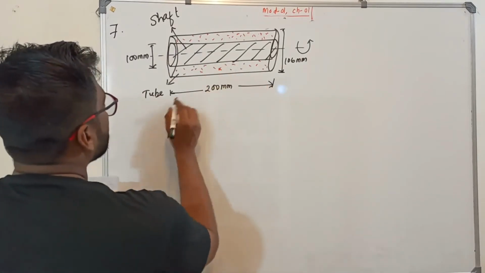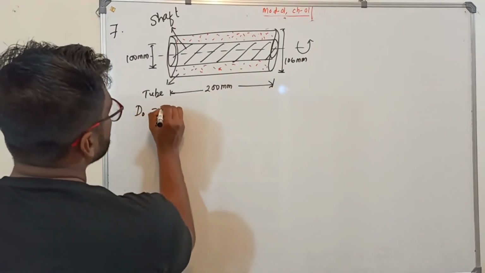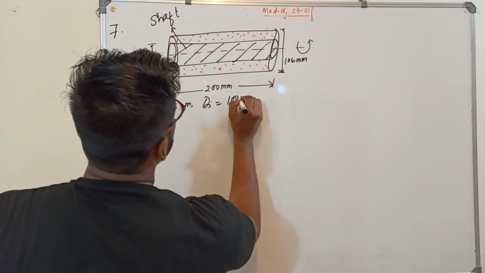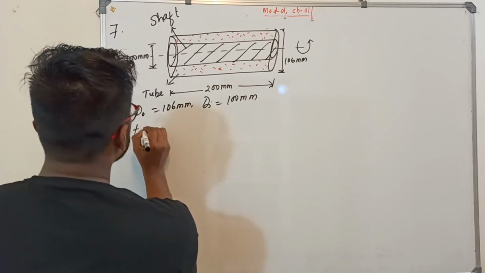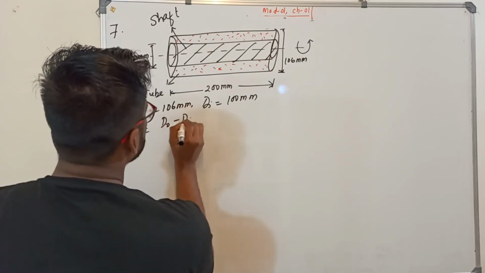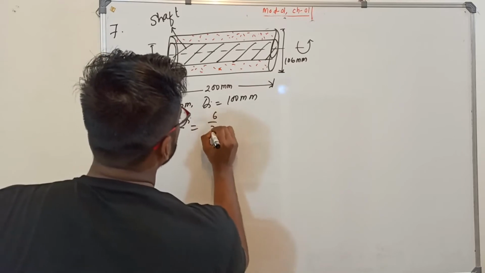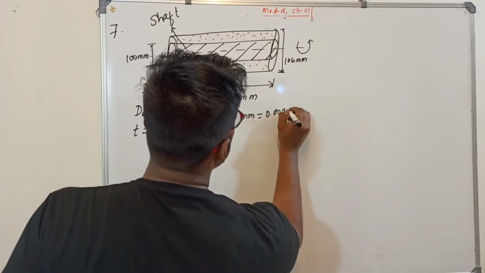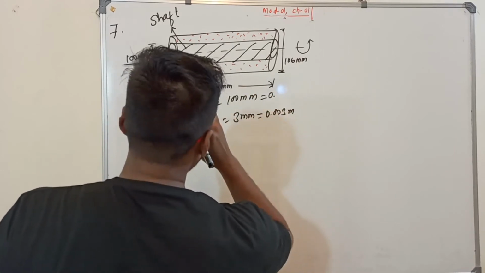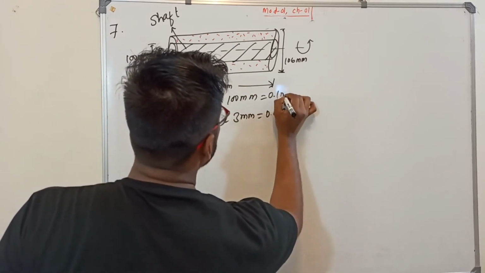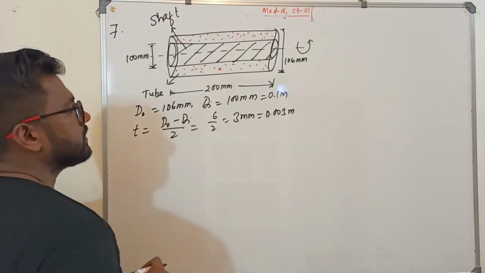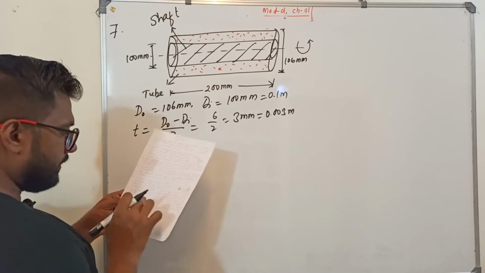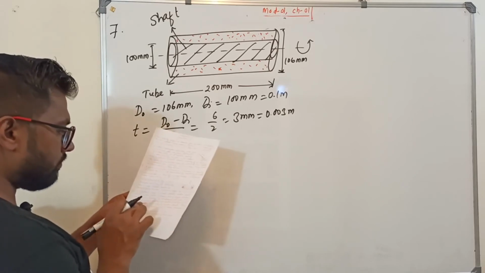So I'll write like this: d naught equal to 106 mm. I'll write di equal to how much? 100 mm. So thickness is equal to d naught minus di by 2, that is 6 by 2, 3 mm. All are in mm. You have to convert into meter. 100 mm is 0.1 meter. Okay, di is 100.